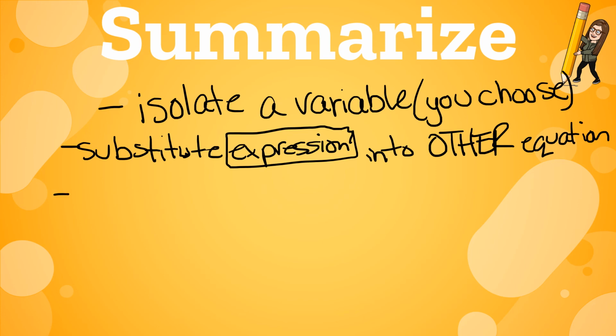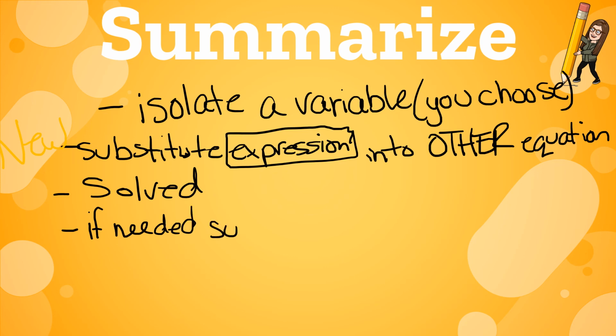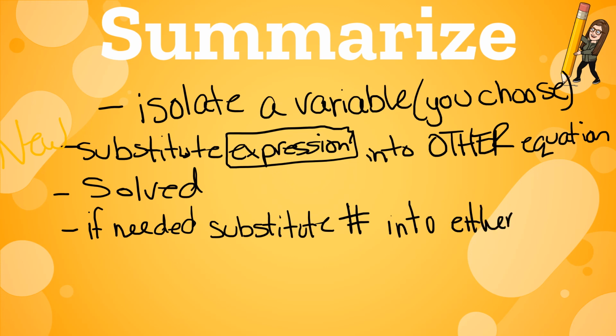Once we did that, that was the new step. Remember, I kept saying new. Then we just solved, right? And then lastly, if needed, substitute number. I'm going to use pound symbol into either equation, right? Like if I found x equals 5, then I substituted that 5 into either equation to find my second value, and so we solved.